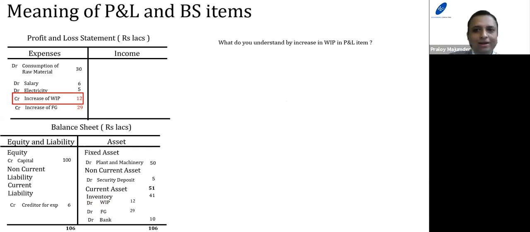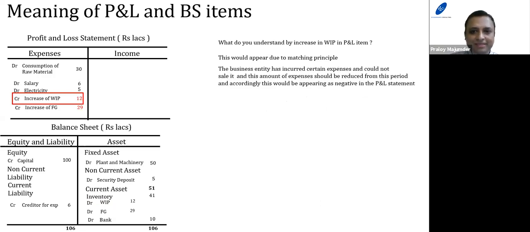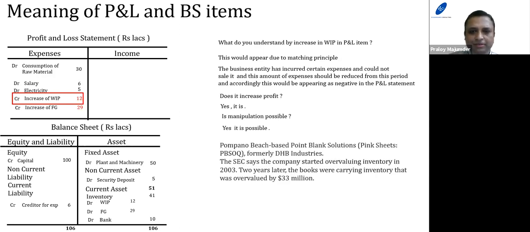Now, what do you understand by increase in WIP as a P&L item? This is due to the matching principle. That is, the business entity has incurred certain expenses and it could not sell it. So you have to reduce the expenses. Now, does it increase profit? Yes, it does. Now, is manipulation possible? Yes, it is possible. Because if you increase the inventory, if you jack up the value of the inventory, then manipulation is possible. There's an example.